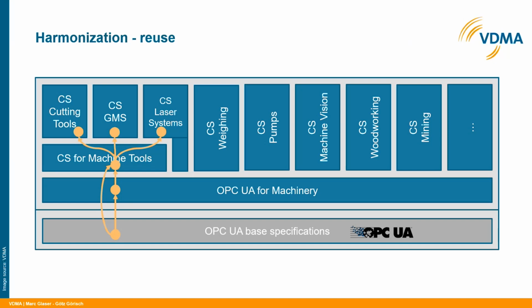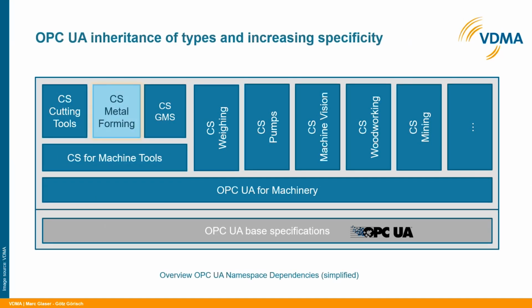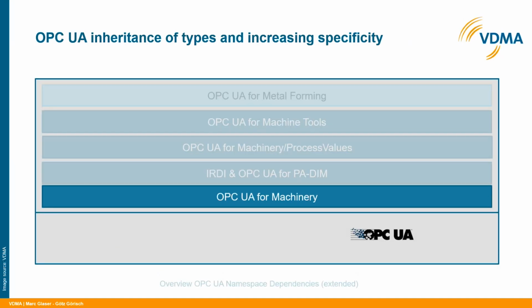If we now come to where the metal forming specification is in this context, basically it inherits and uses types from the different specifications below. What is not shown here is how this build-up of different namespaces and use of different namespaces is done. This we will see in the next slide.